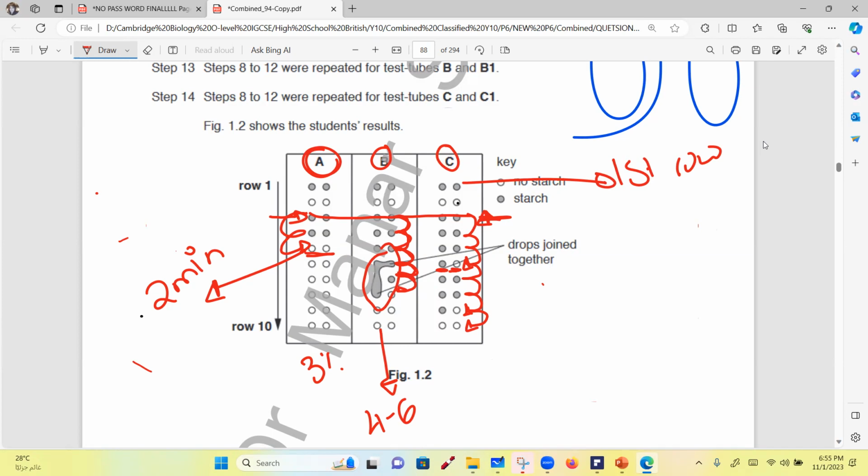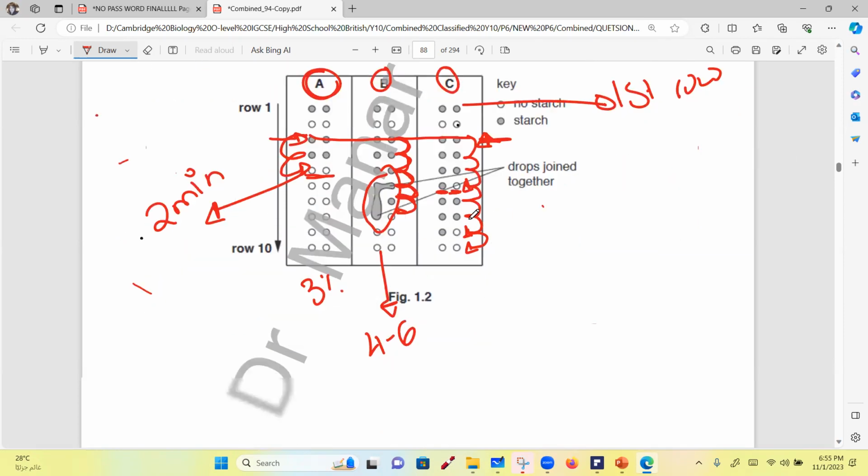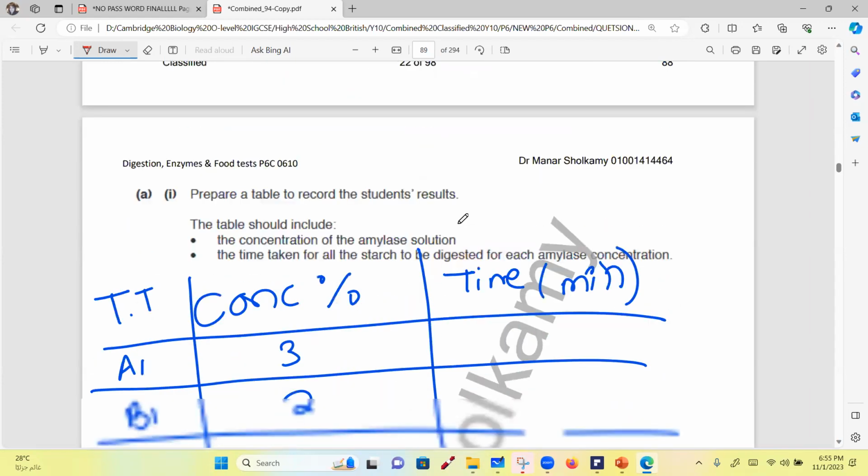Because we count the time from row 3, not from row 1. Is it clear? Or am I speaking to myself? Yeah. Good, thank you. Yes.